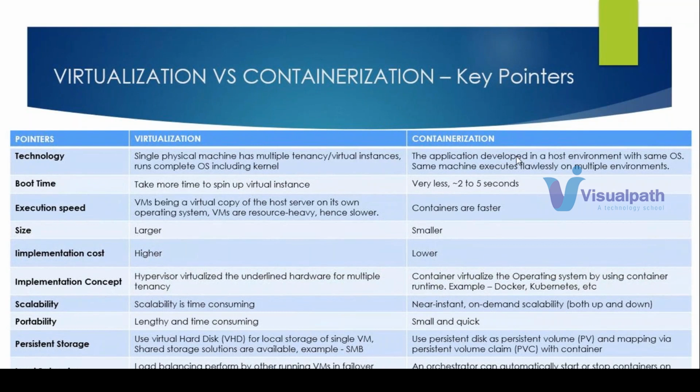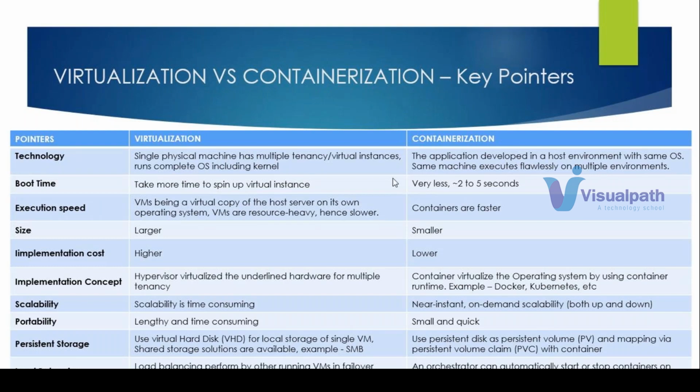So the technology, in case of virtualization, is a single instance shared for multiple virtual instances. In case of containerization, the application development host with the same OS, same machine, executes flawlessly on multiple environments. We can achieve that with the help of images, a read-only attribute file for the Docker container itself. We will cover that later on.